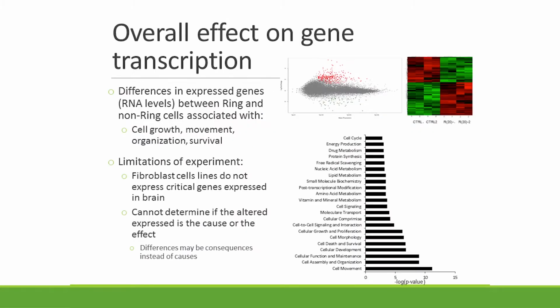This experiment, again, was done on fibroblast cells, and fibroblasts aren't expressing those critical brain genes, the genes that are only really expressed in the brain that make those tissues function as a brain should. So we're looking at skin, and we know that there wasn't much difference. There are not a lot of skin issues in patients with ring chromosome 20.